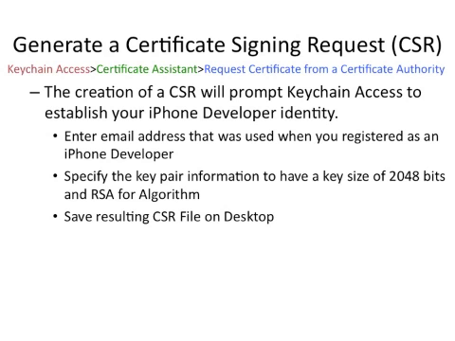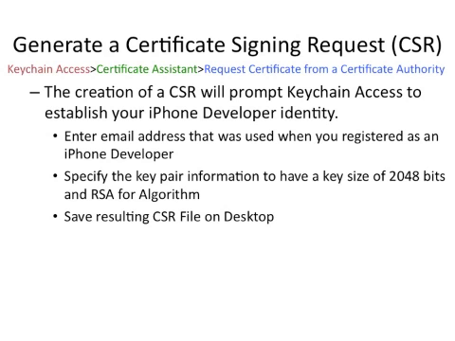Okay, to generate a certificate signing request, we go to Keychain Access, and on the menu choose Keychain Access, Certificate Assistant, then Request Certificate from a Certificate Authority. The creation of a CSR will prompt Keychain Access to establish your iPhone developer identity. You must enter your email address, the same one that you used when you registered as an iPhone developer, and specify the key pair information to have a key size of 2048 bits and RSA for the algorithm. Then you save your resulting CSR file on the desktop for easy retrieval.